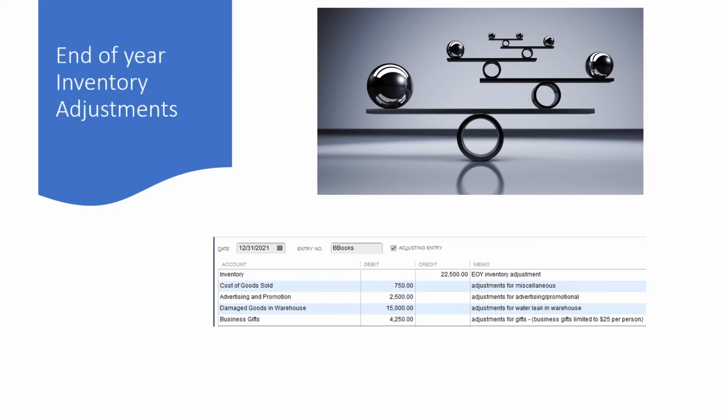Let's look at what that year-end inventory adjustment will look like. I added some accounts for examples of possible adjustments. This is a reduction in inventory. If you're making an increase in inventory, the debit would be to inventory and the credit to cost of goods sold.